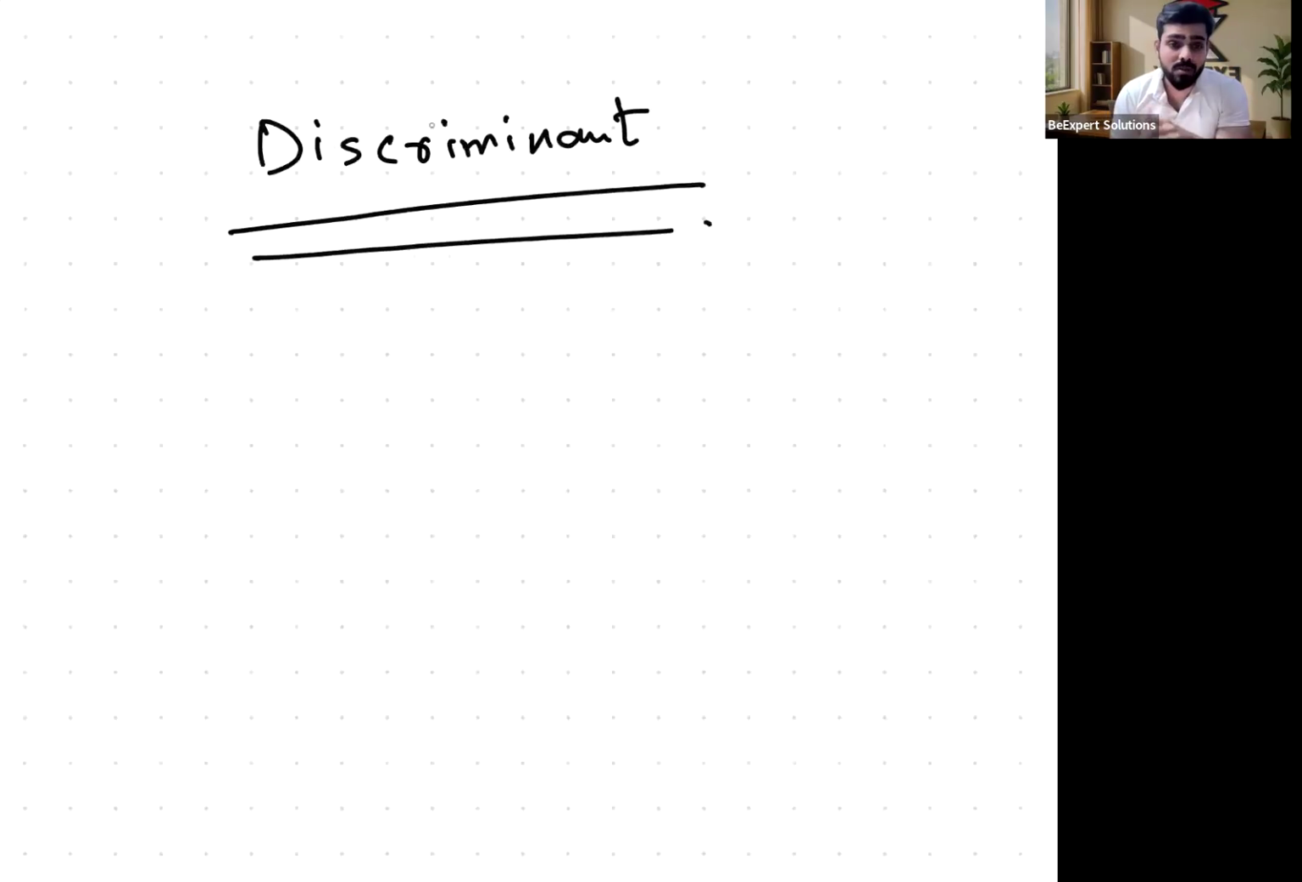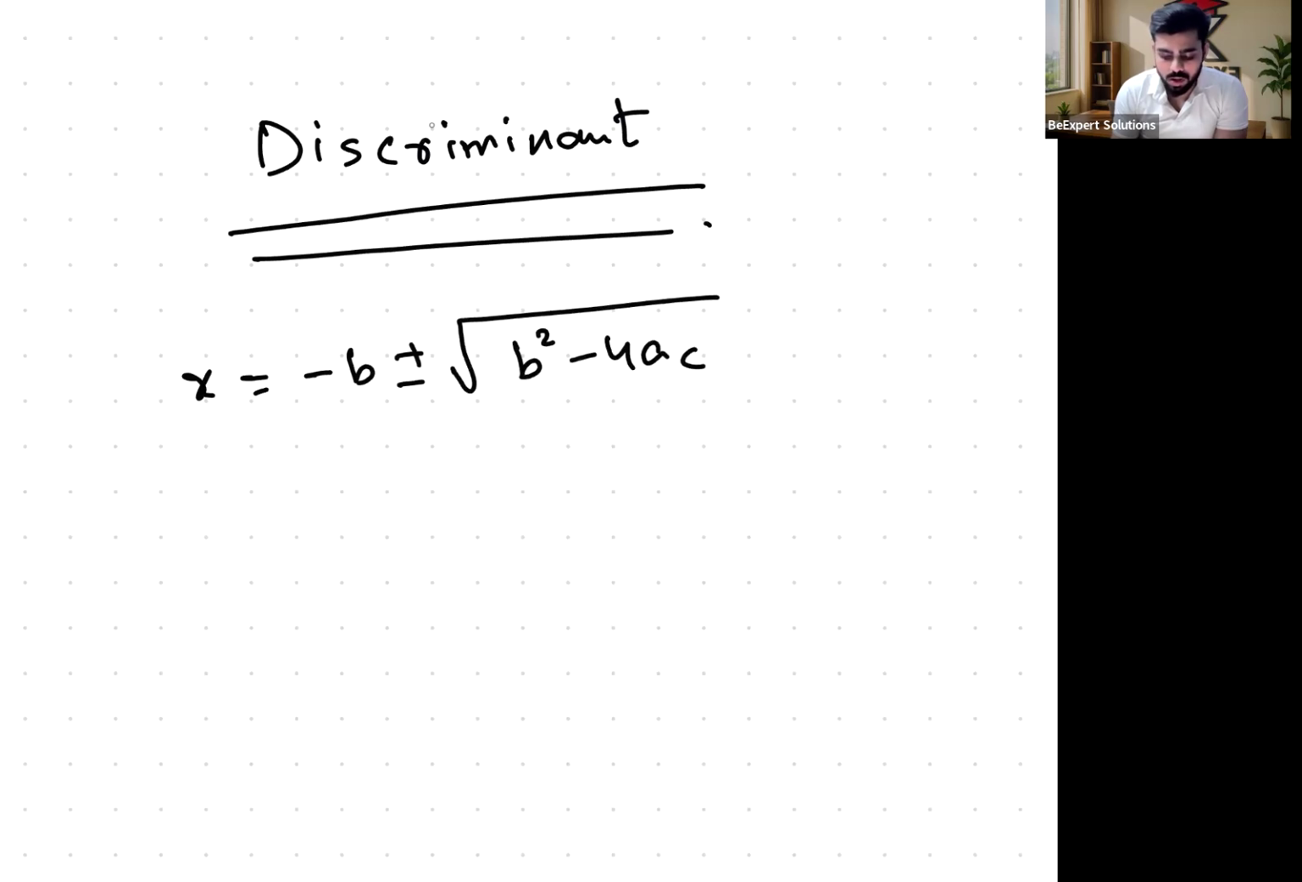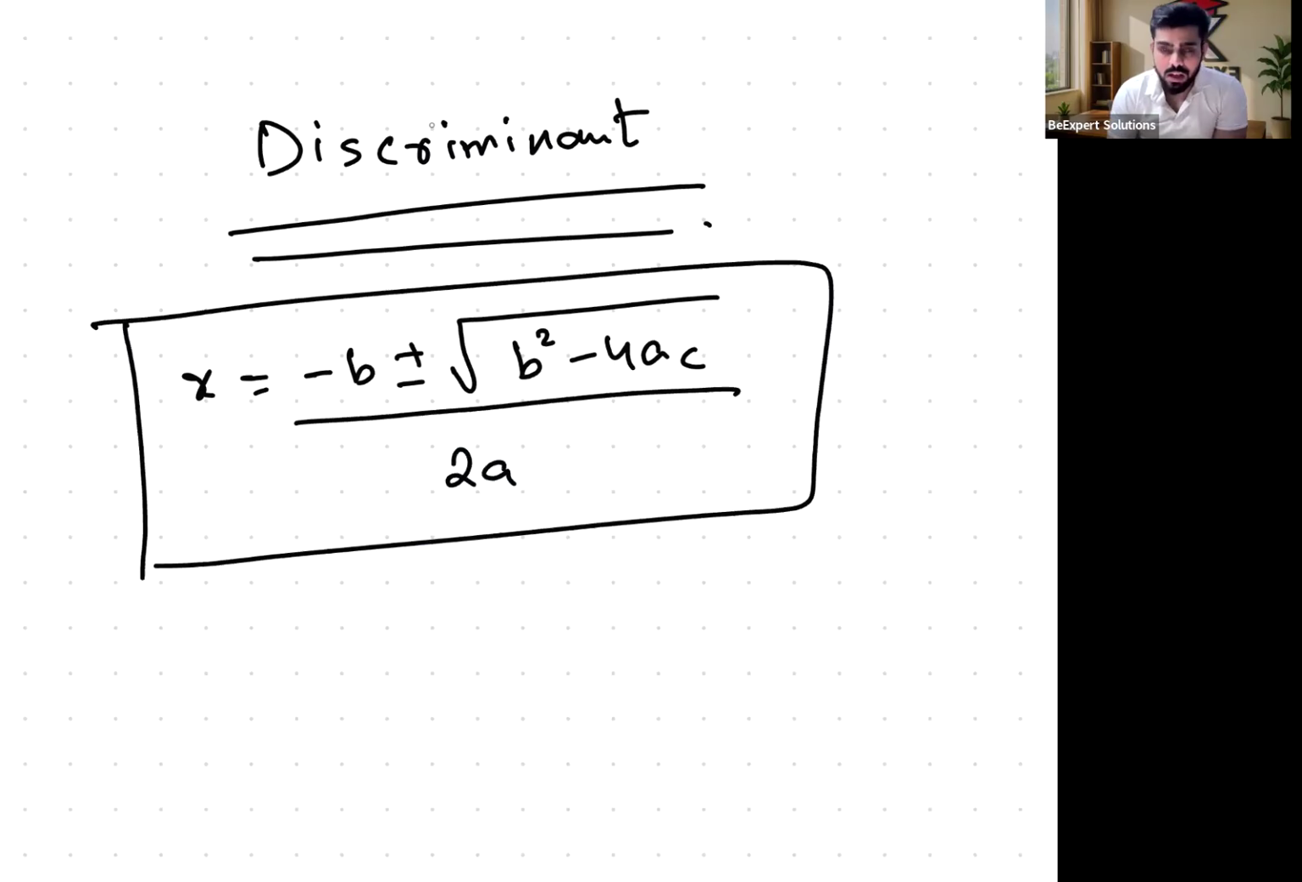We were basically talking today about discriminant. Discriminant is from the quadratic formula which we have studied: x equals minus b plus minus square root of b square minus 4ac, divided by 2a. This is what we have covered in the quadratic formula, right? This part is actually called the discriminant. I have told you about this also. So D is usually equal to b square minus 4ac, D for discriminant here.